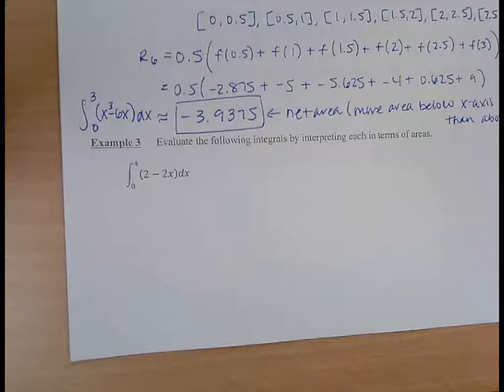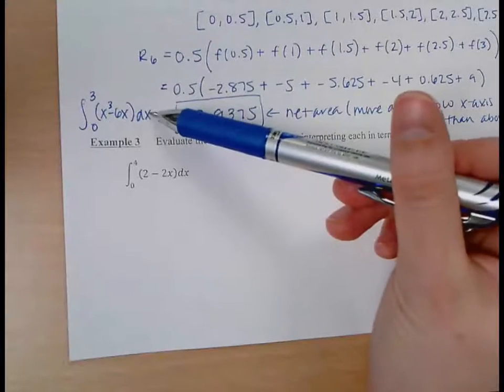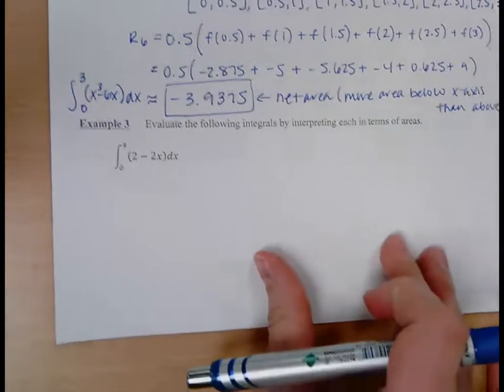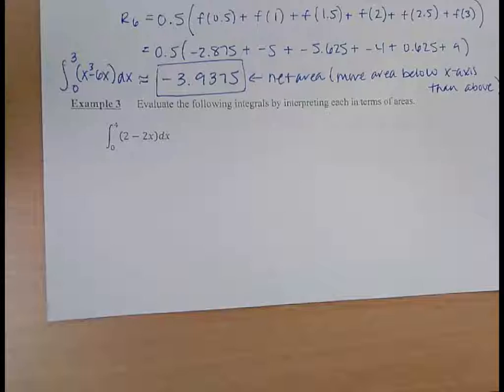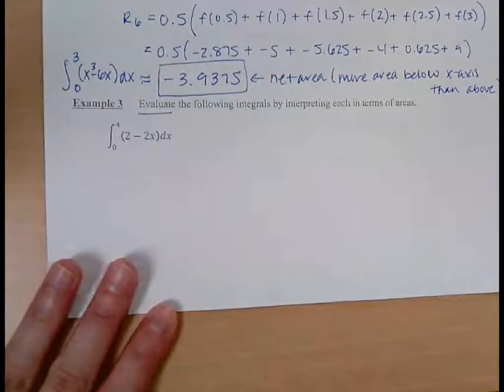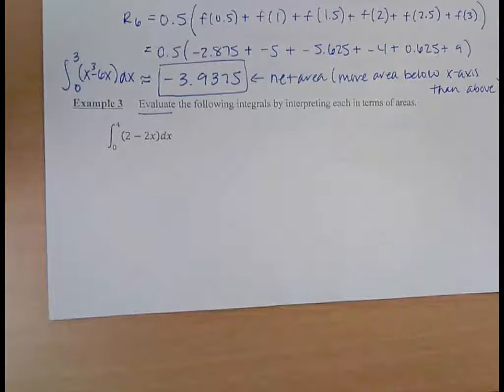So for now, if you're asked to approximate an integral, you can approximate that value by doing what we had been doing in 5.1. Example 3 is a little different because you're not approximating the integral, you're actually evaluating the integral by interpreting it in terms of areas. So knowing that an integral represents the area under a curve can help you evaluate some integrals.